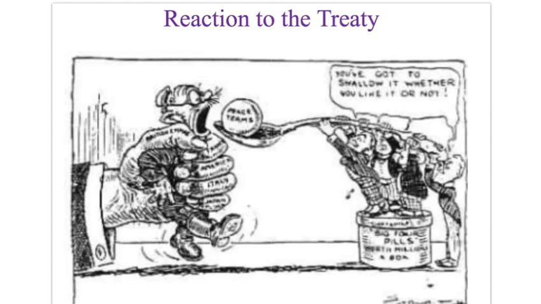Reaction to the Treaty of Versailles in Germany was very strong. The German people hated the Treaty of Versailles. They felt angry, they felt humiliated. It was a dictated peace forced upon the new government. Here you can see this is Germany being strangled by the countries of the treaty, being forced to swallow the peace terms. You've got to swallow it whether you like it or not.